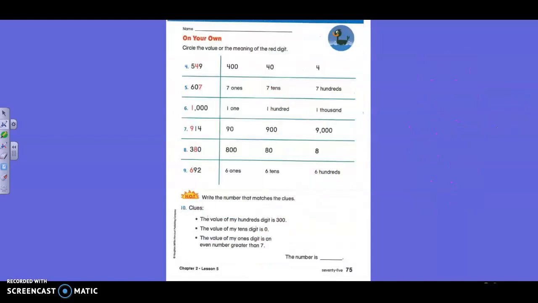Okay, boys and girls, I'm going to let you do on your own. However, we are going to do the hot problem together and the backside together before you do on your own. Okay? All right, hot problem. Write the number that matches the clues. Here are the clues. First bullet point.